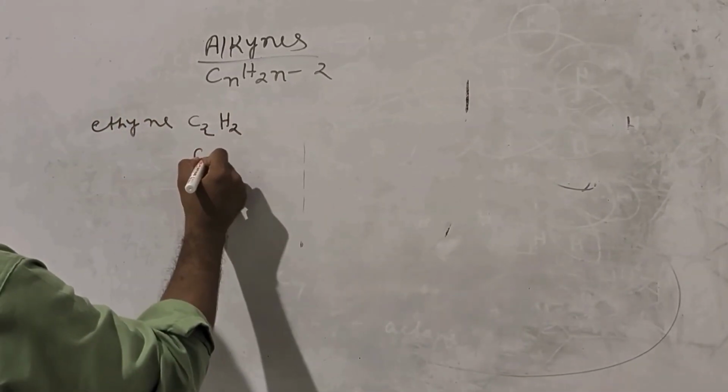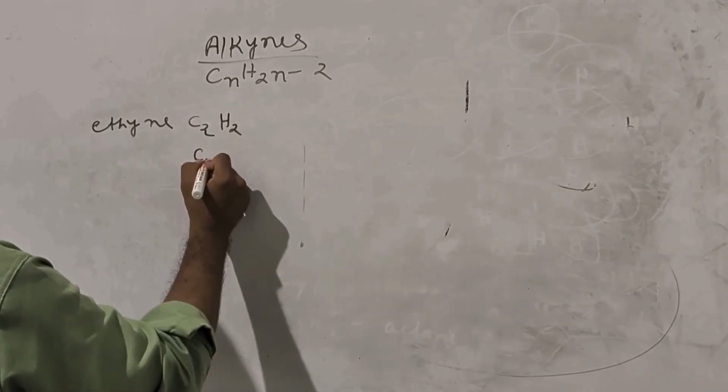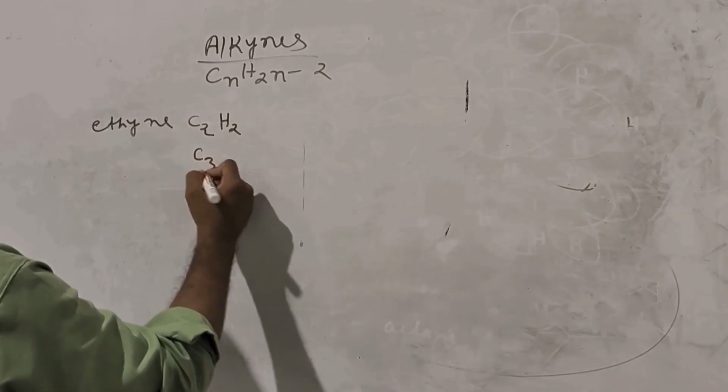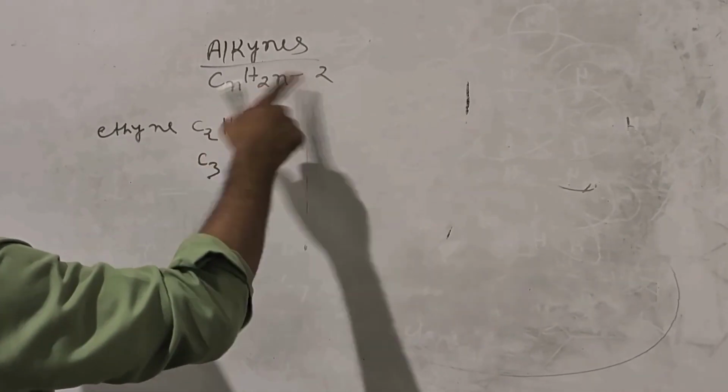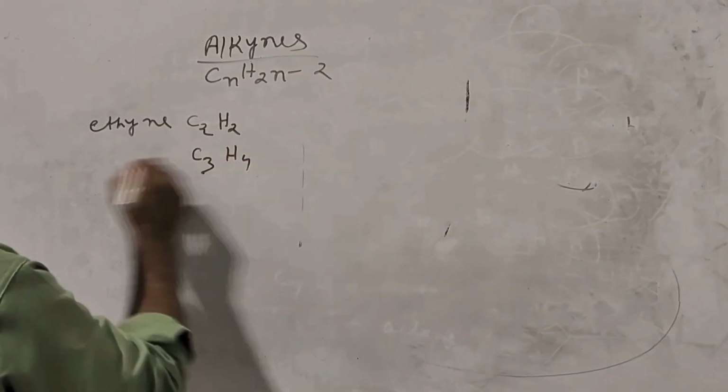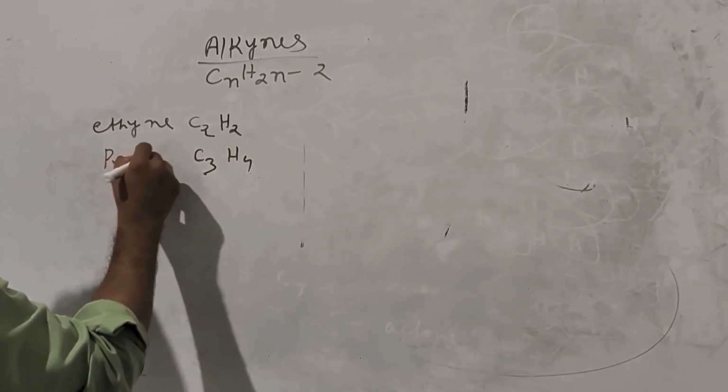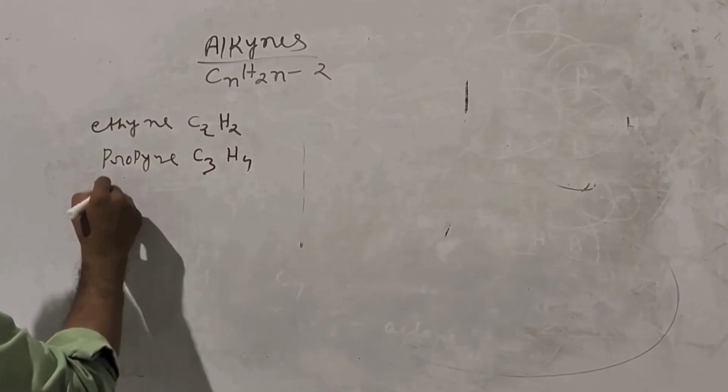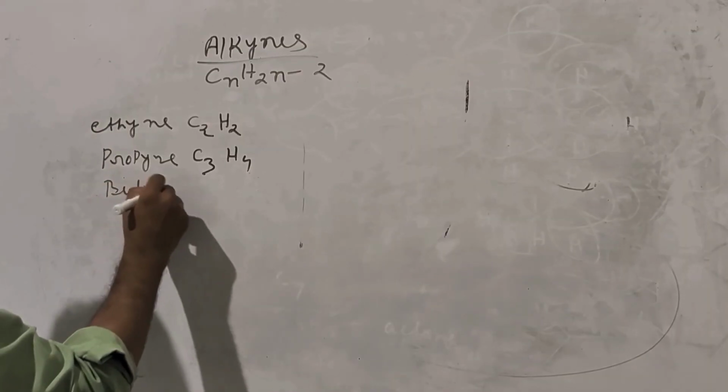Propyne means 3 carbon. You just place 3 here, which represents the number of carbon atoms. 3 times 2 is 6, minus 2 is 4. This is propyne. Next, butyne. Butyne means what? 4 carbon.